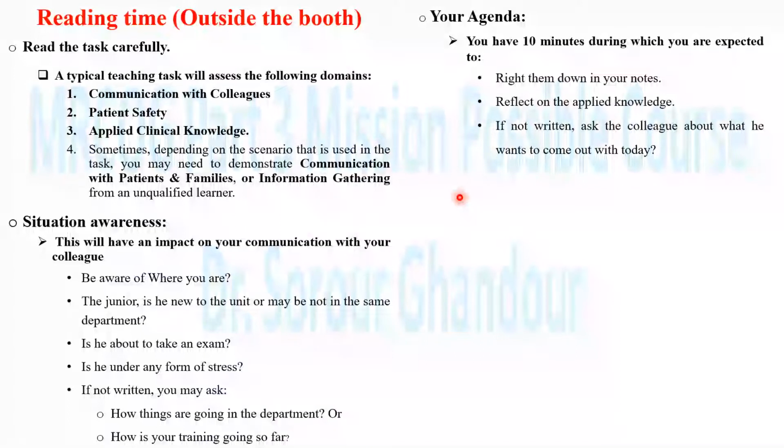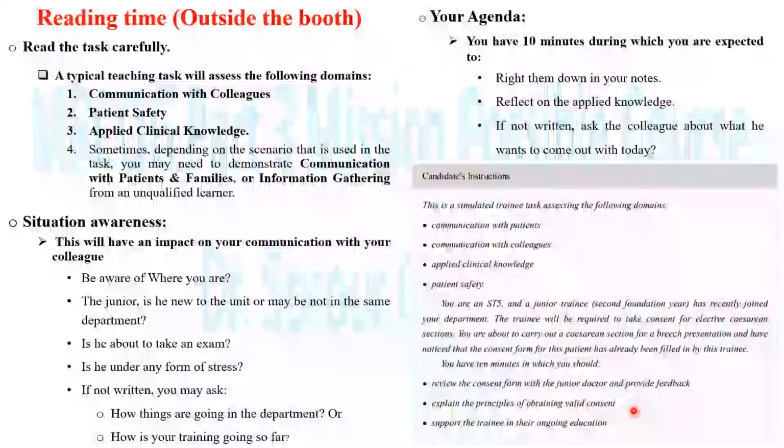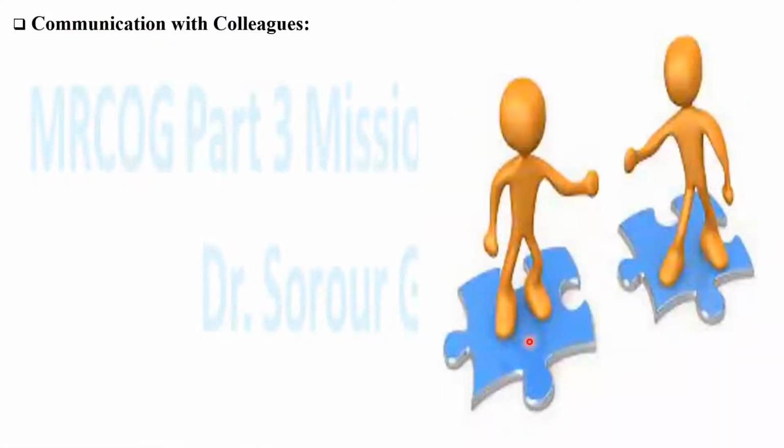If there is no complete agenda, if there is no agenda written in the task, please ask your colleague, what do you want to come out with today? Ask him about his concerns or his interest, what he wants to come out with today from the task. For example, in this task, you have 10 minutes during which you have to review the consent, explain the principles of obtaining a valid consent, and support the trainee in their ongoing education. So you have a clear agenda here. Follow these points and definitely you will pass this task.